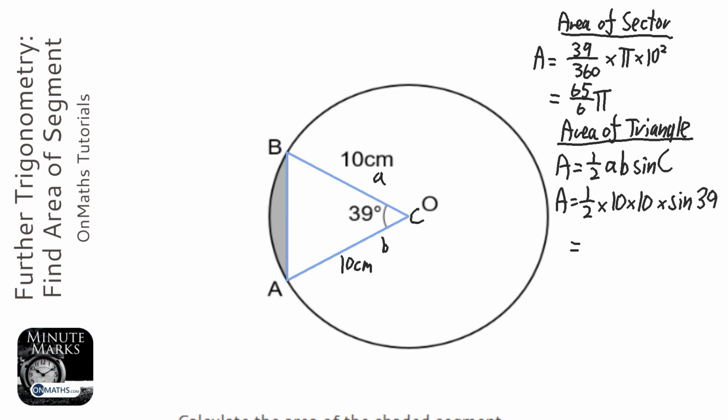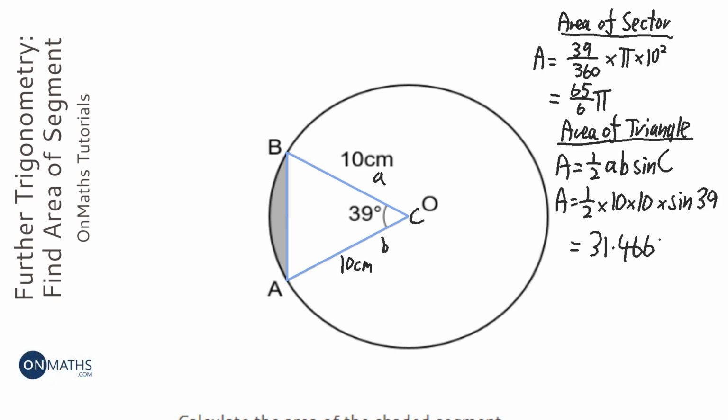I'm going to type that into my calculator. And that is 31.4660195. And the reason I write down all the numbers is we've got another piece of calculation, so I don't want a rounding error.